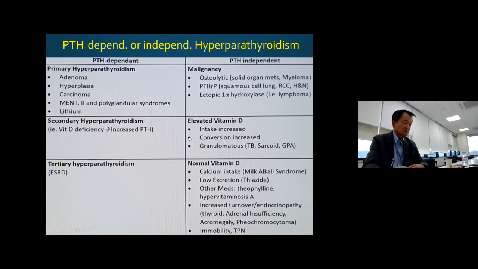And so this secondary is usually renal, tertiary is also end-stage renal. This secondary is more related to vitamin D deficiency.